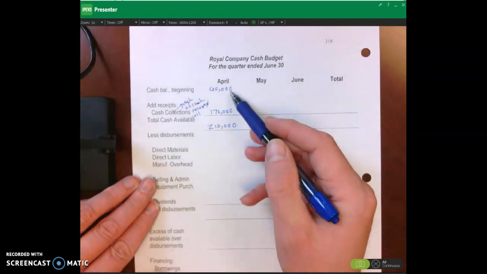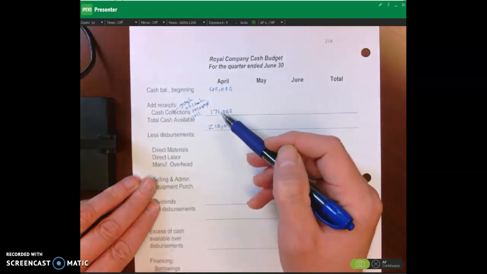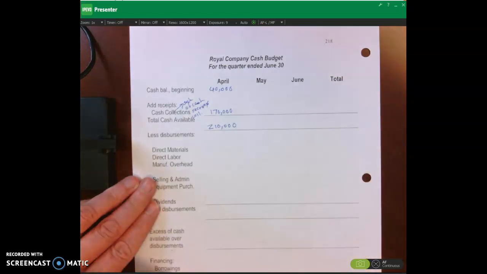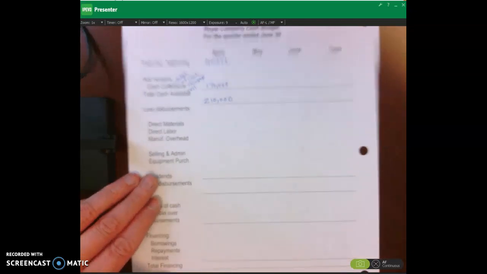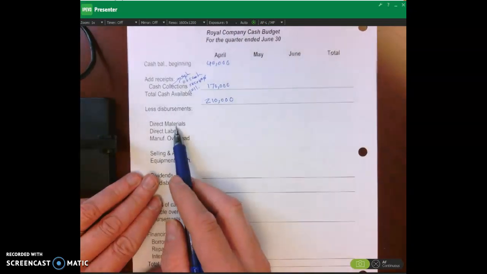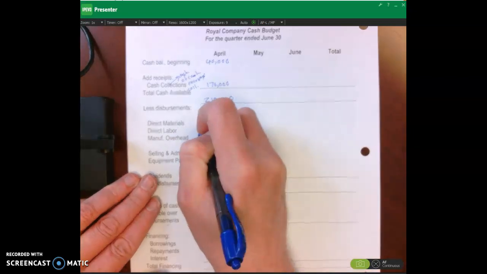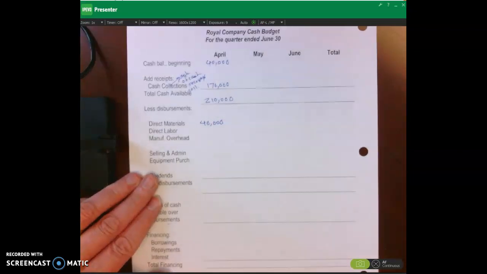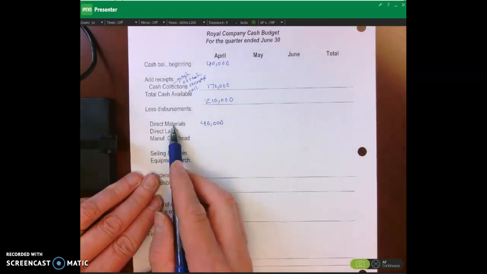So it's kind of like saying you had $4 in your wallet to start the night, and then you withdrew another $17 from the ATM. You have $21 total cash available. Okay, same idea. Then we have to look at our cash disbursements. Okay, so if you look in the prior budget that we did, the schedule of cash disbursements for direct materials, you would see that we are anticipating spending $40,000 on direct materials for April. And this is from our schedule of cash disbursements for direct materials. That's where I got this from.